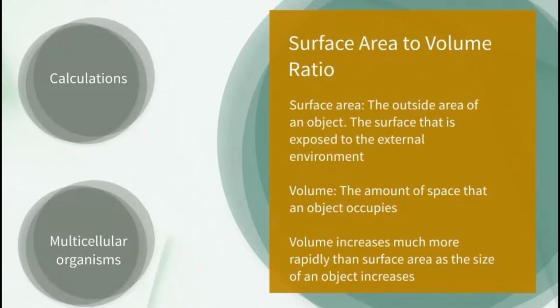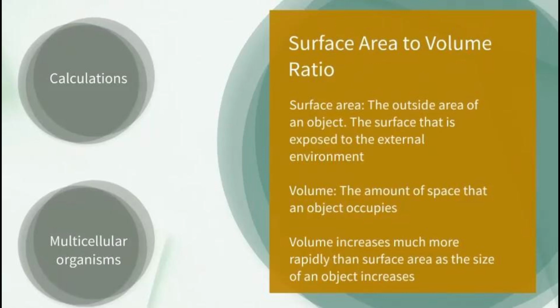Surface area to volume ratio has two parts to it. There's the surface area and volume. Surface area, you will probably know from maths, is the outside area of an object, and it's the surface that is exposed to the external environment. Volume is the amount of space that an object occupies. If we think about a cube, it has 6 sides, so that would be its surface area, and its volume would be how big that actual cube is.